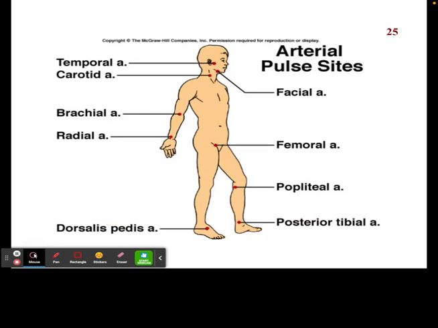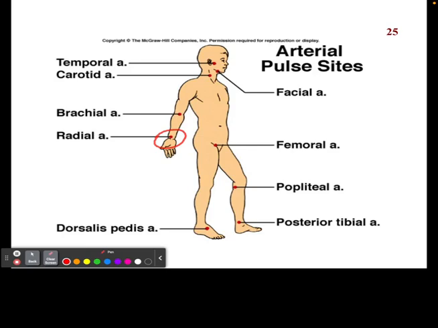Where do you feel these arteries, right? So how can you feel your pulse? The arteries you can feel all throughout your body. And the most typical ones you hear of are the radial pulse, the one on your wrist. Why is it called radial? Again, the bone, the radius.